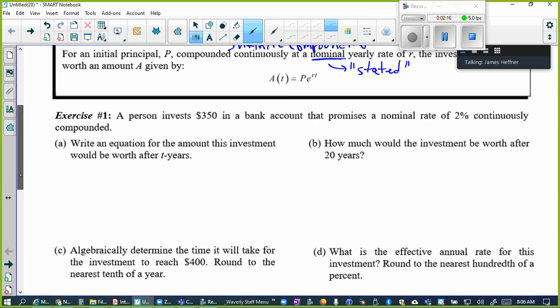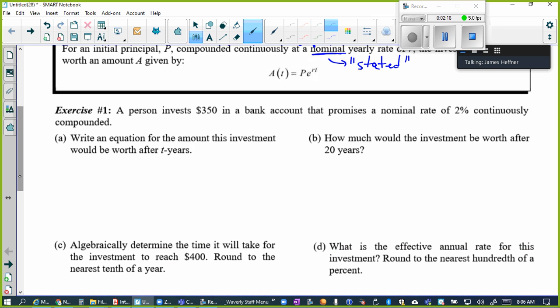Example 1: a person invests $350 in a bank account. So that's your principal, at a nominal rate of 2%. So what number do we use in our formula for 2%? 0.02. You have to divide by 100 to use it mathematically. Continuous compounding, so that's our P e to the rt. Let's write an equation for the amount invested in part A. What would it be worth after t years?